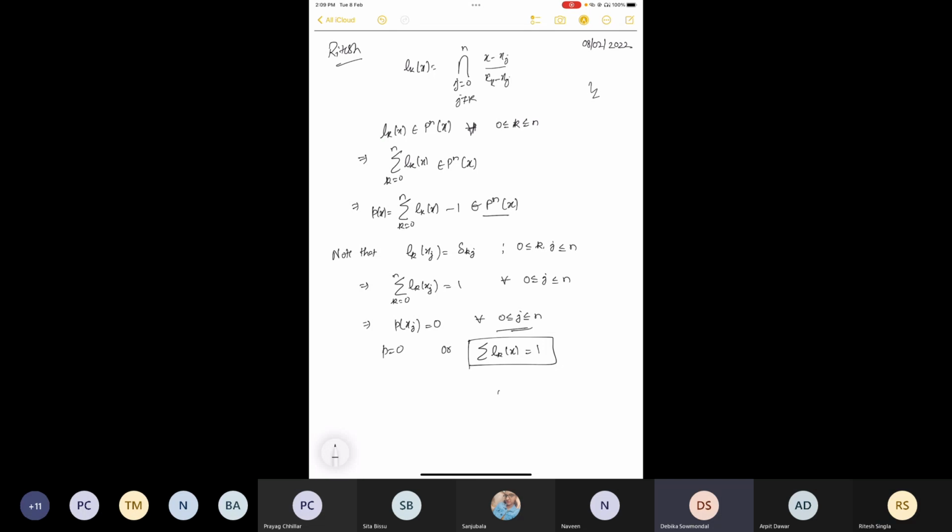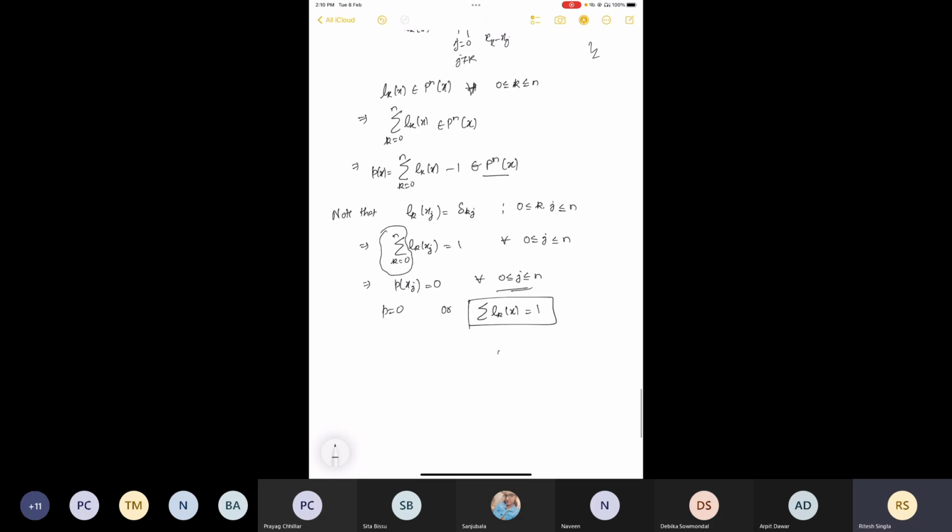So the second line, summation k equals 0 to n of Lk of xj equals 1 for all j. If k is not equal to j, then that's why we are using the summation now. Okay, fine. So are we good with question number 1?